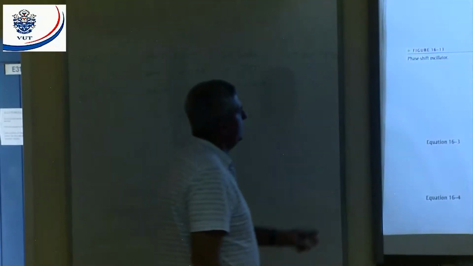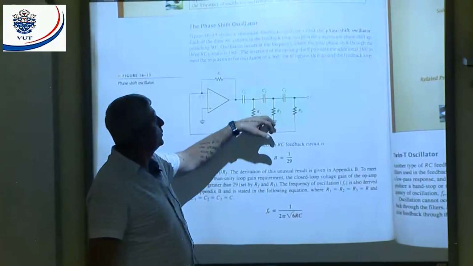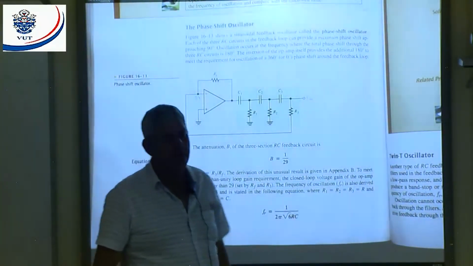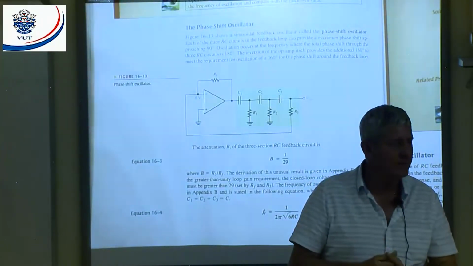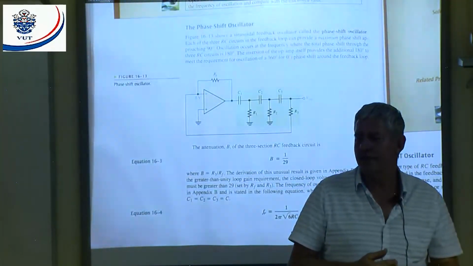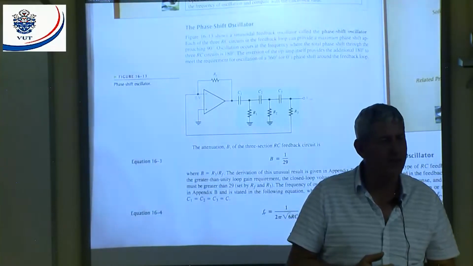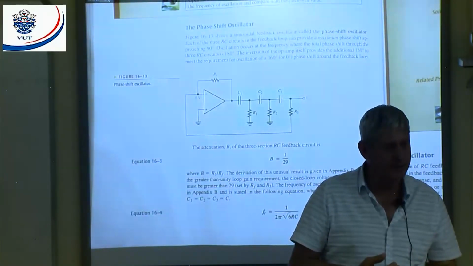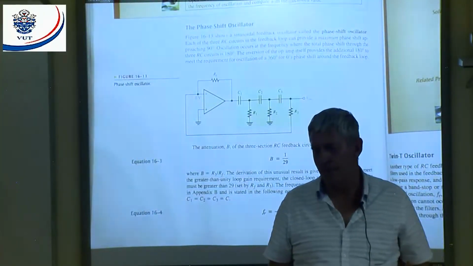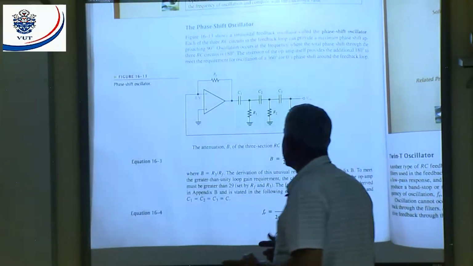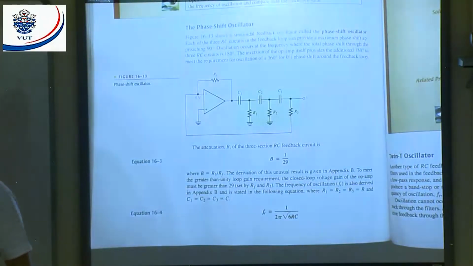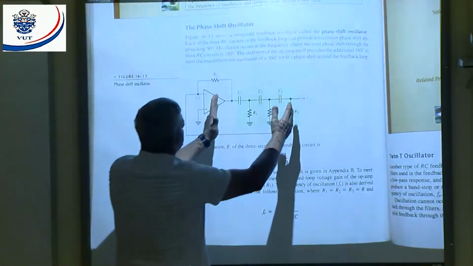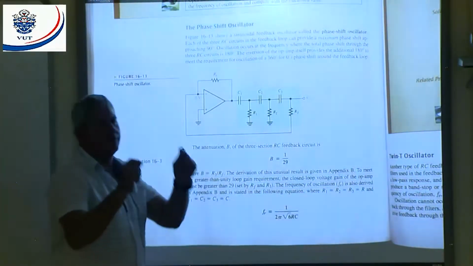Now we have a look here. There's how many? 1, 2, 3 RC circuits. What is the maximum I can get with 3 RC circuits? I can get 270. 90 times 3 will give me 270 degrees. What is the minimum? 0. But what do we actually need across here to get positive feedback? What should the phase shift be across this part to give me positive feedback?